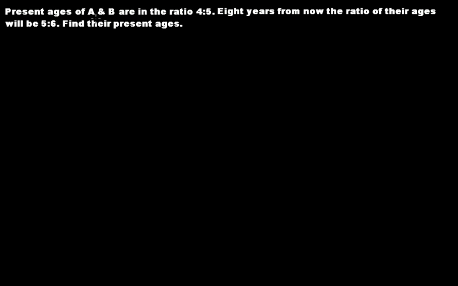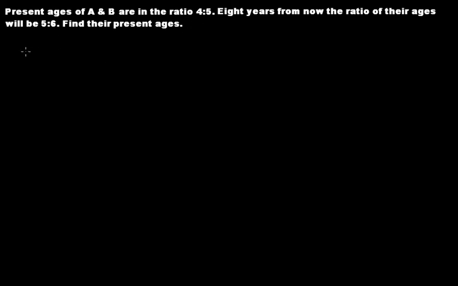Present ages of A and B are in the ratio 4:5. 8 years from now, the ratio of their ages will be 5:6. Find their present ages. So present ages of A and B are in the ratio 4:5.